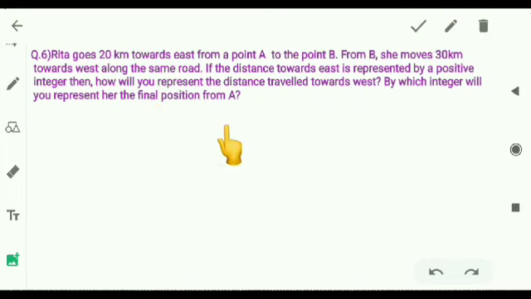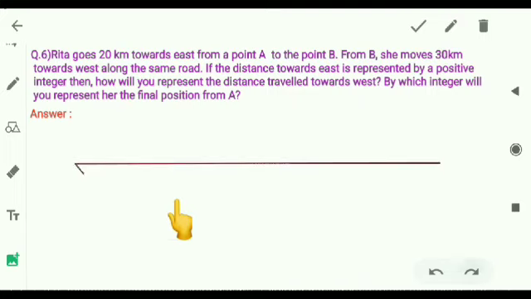In this question again we have to find two answers. First one is how will you represent the distance traveled towards west? So let's solve this example through a diagram. So let's start the answer.